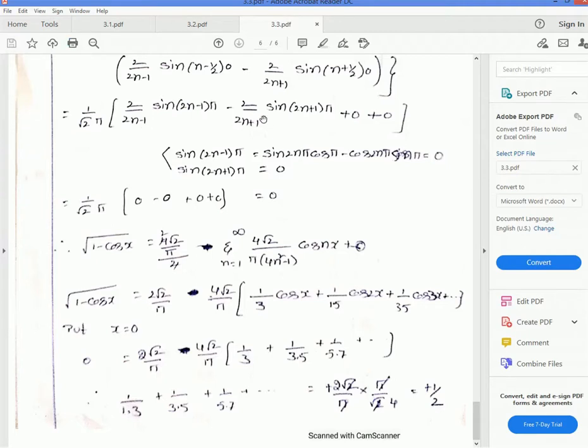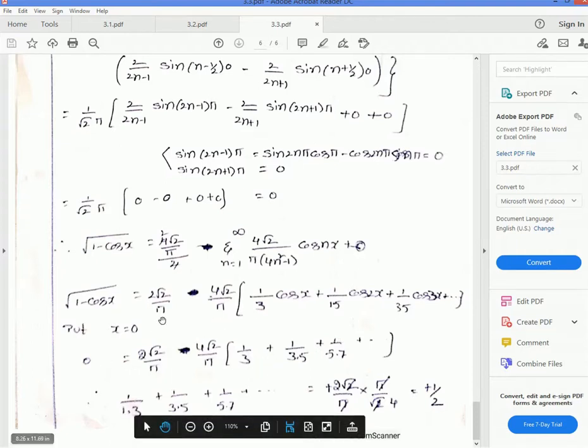Okay, the result. We have to deduce the result. For the deduction, put x = 0 in this Fourier series. If x is 0, cos 0 is 1, and 1 - 1 is 0. So we get 0 = 2√2/π - 4√2/π (1/3 + 1/15 + 1/35 + ...). This can be written as 3 = 1·3, 15 = 3·5, 35 = 5·7. By cross multiplication, π cancels, so it gives 1/2.